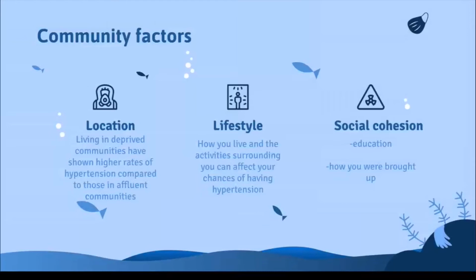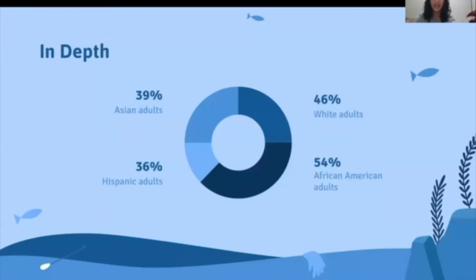Your lifestyle is going to affect you also, because how you live, how you were brought up, what activities you're doing, and how active you are is going to affect your chances of living a healthy lifestyle. So, going more in depth towards the susceptibility of disease among different ethnic groups, the CDC states that African Americans are the largest group to have higher blood pressure, followed by 46% of white adults, 39% of Asian adults, and 36% of Hispanic adults.